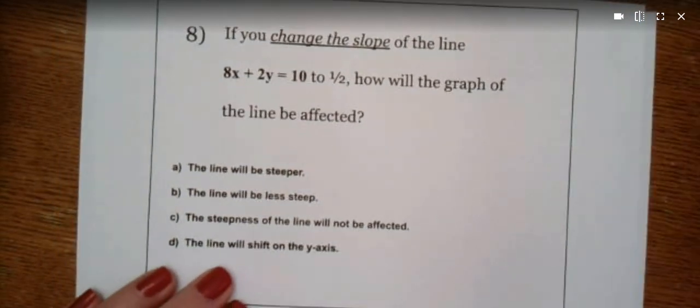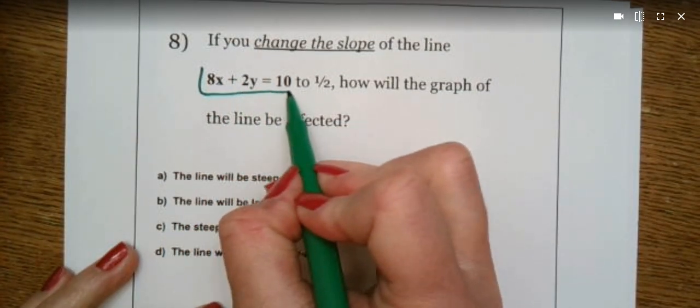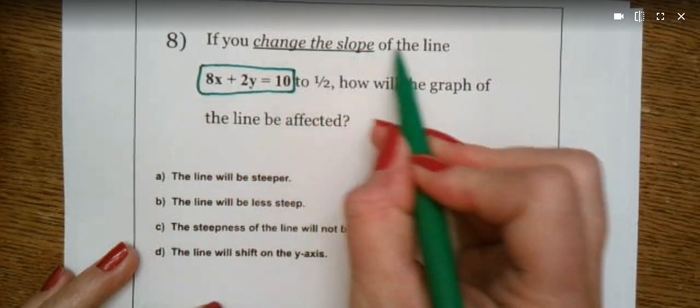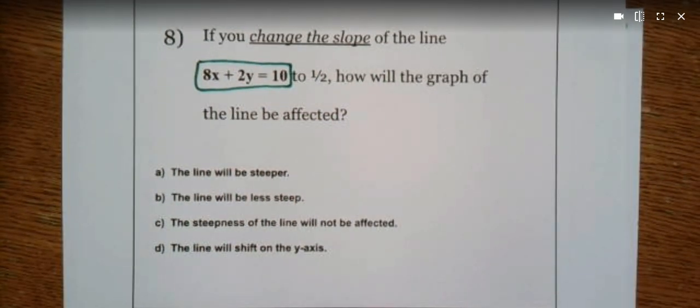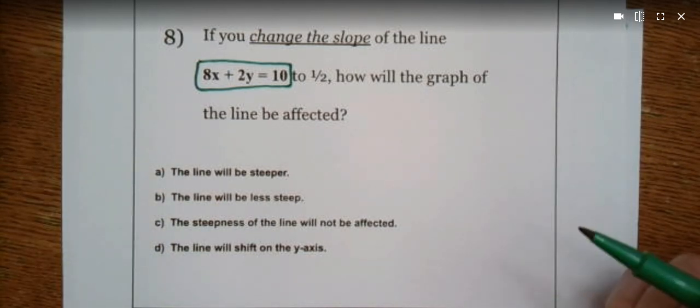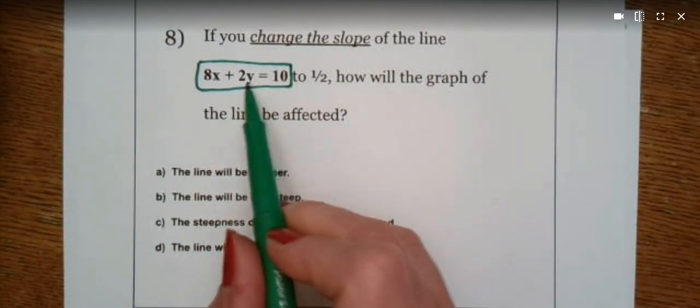All right, we are ready for number 8. If you change the slope of this line right here, 8x plus 2y equals 10, if you change the slope of this line to 1/2, how will the graph of the line be affected? Okay, well, we got some choices here. But if we're going to change the slope of this line to 1/2, don't you think we need to know what the slope of this line is?